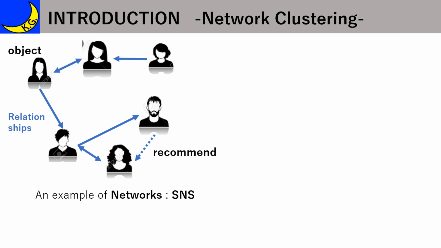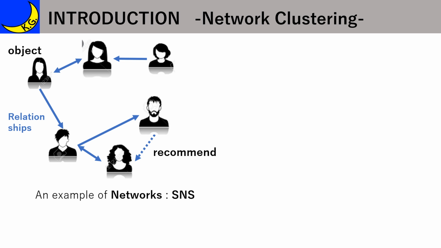In this context, the network consists of relationships between objects such as users and papers. The networks represent various datasets that have become larger in recent years, such as SNS and Google Scholar. Therefore, by clustering the network, we can understand some properties of various real-world big datasets.